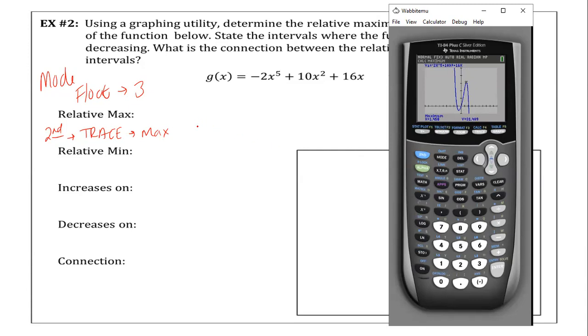Okay, so my relative max is 31 and 409 thousandths at X equals 1 and 458 thousandths. So you don't put the point, you don't put like X, Y. Nope.